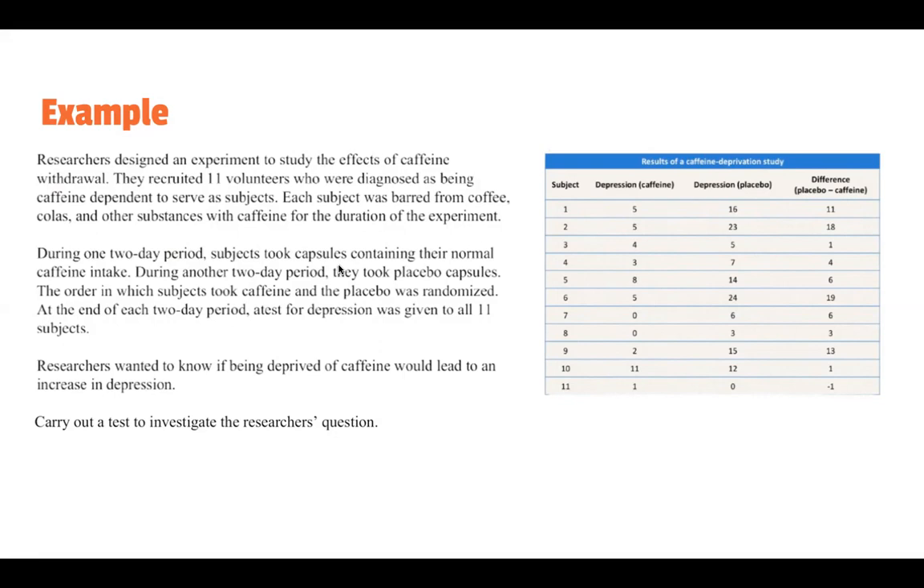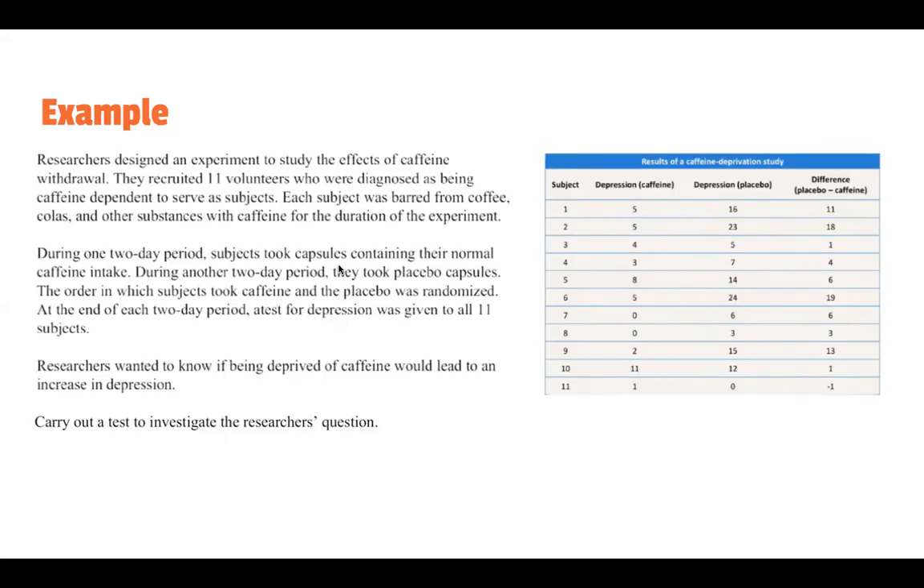So the depression for the caffeine for each subject was measured. The depression for the placebo for each subject was measured. And then you subtract placebo minus caffeine because what you expect is that the placebo will be more depressing, or more depression would come after you drink the placebo rather than drinking the caffeine. So you have that data set. Now you have to actually write the response to it.